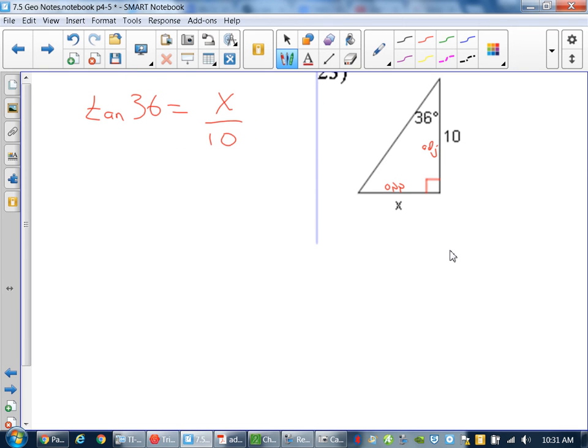So what I want you to think of is, if I don't pay any attention to this tangent 36, how do you undo dividing by 10? You multiply by 10. So if I multiply both sides by 10, I would get 10 times the tangent of 36 is my value of x. Now, there's a reason why I want you guys to always put the number you're multiplying by in front of a trig value. Let me show you what happens.